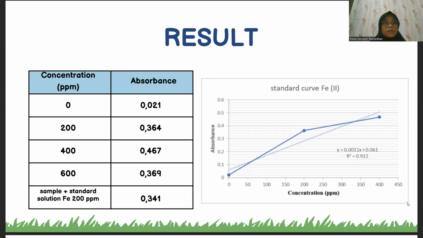From the absorbance values of the standards, we constructed the calibration curve. The absorbance of the groundwater sample spiked with 200 ppm iron(II) was 0.341. Using the calibration equation, we obtained the concentration of the final measured solution of about 254.6 ppm. After correcting for the added standard and the total volume, the actual iron(II) concentration in the original groundwater sample was calculated to be 73 ppm.